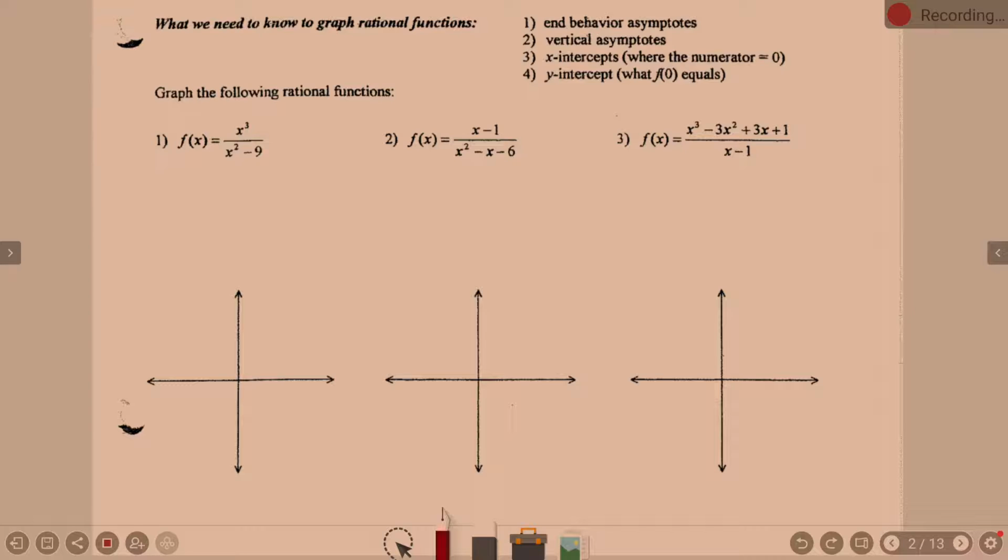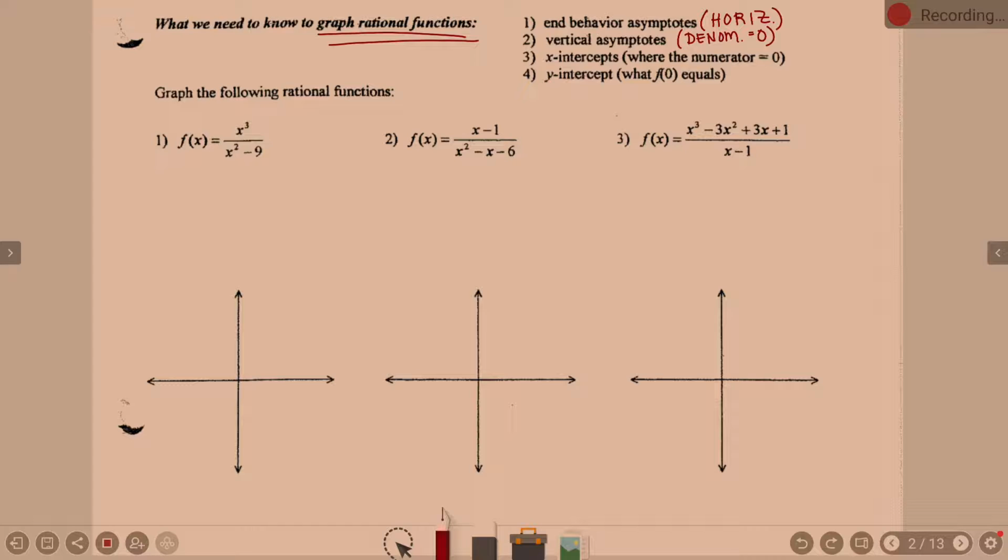So, there are 4 things we're going to mention. End behavior asymptotes. What are end behavior asymptotes the same as when we go to graph rational functions? End behavior asymptotes is another way to say horizontal asymptotes, right? And horizontal asymptotes are all about the powers. Vertical asymptotes. How do we find vertical asymptotes? We'll be setting the denominator equal to 0, right?